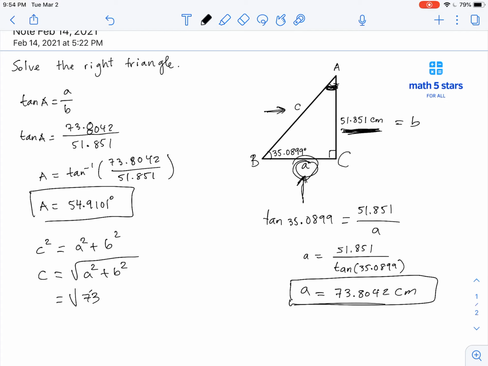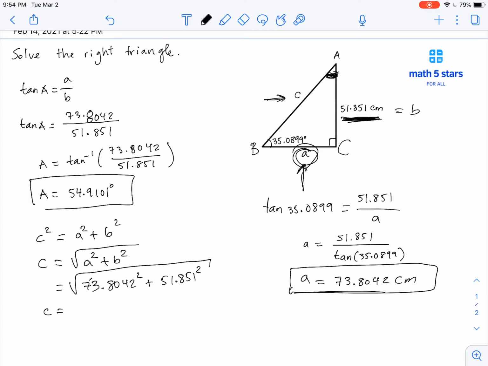A is 73.8042 squared, plus the B, which was already given, and then from here everything should just be about plugging in, and we should be getting the answer of 90.1975, and that is in centimeters. And here we solve for our triangle.